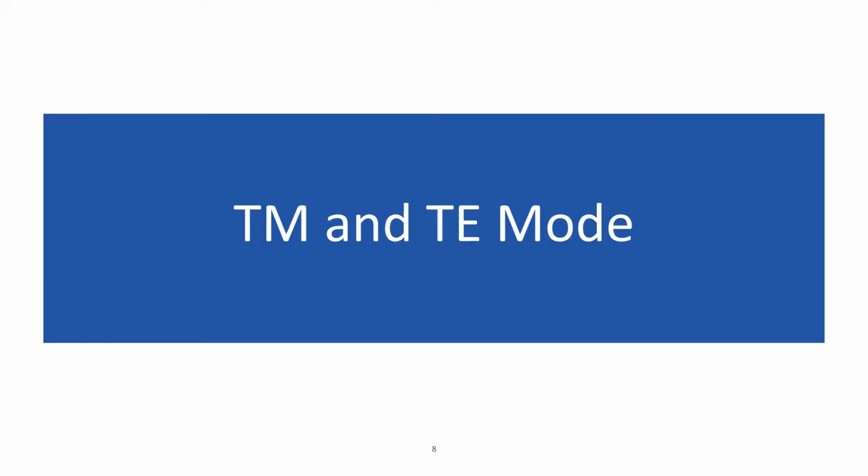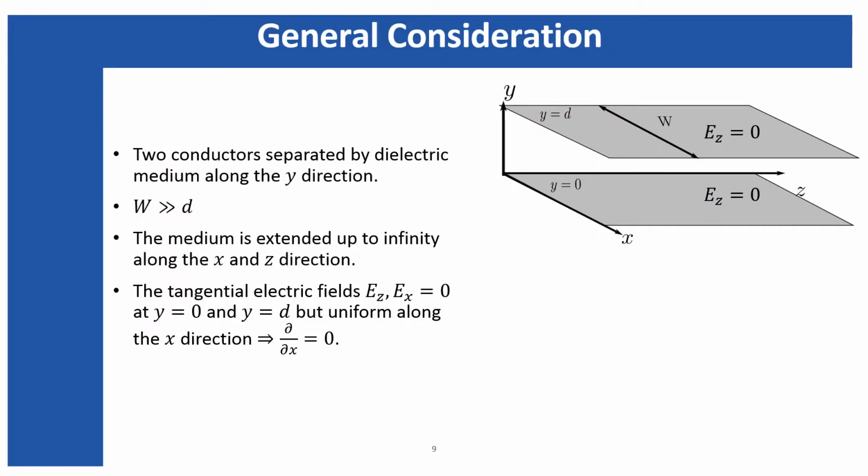Next is the TM and TE mode. Before describing either of these TE or TM modes, we first need to consider a few things. First of them is that the dimension along x, which is defined as W, is much greater than the dimension along y, which is d. But for an ideal case, you can easily assume that the dimensions along z and x extend up to infinity.